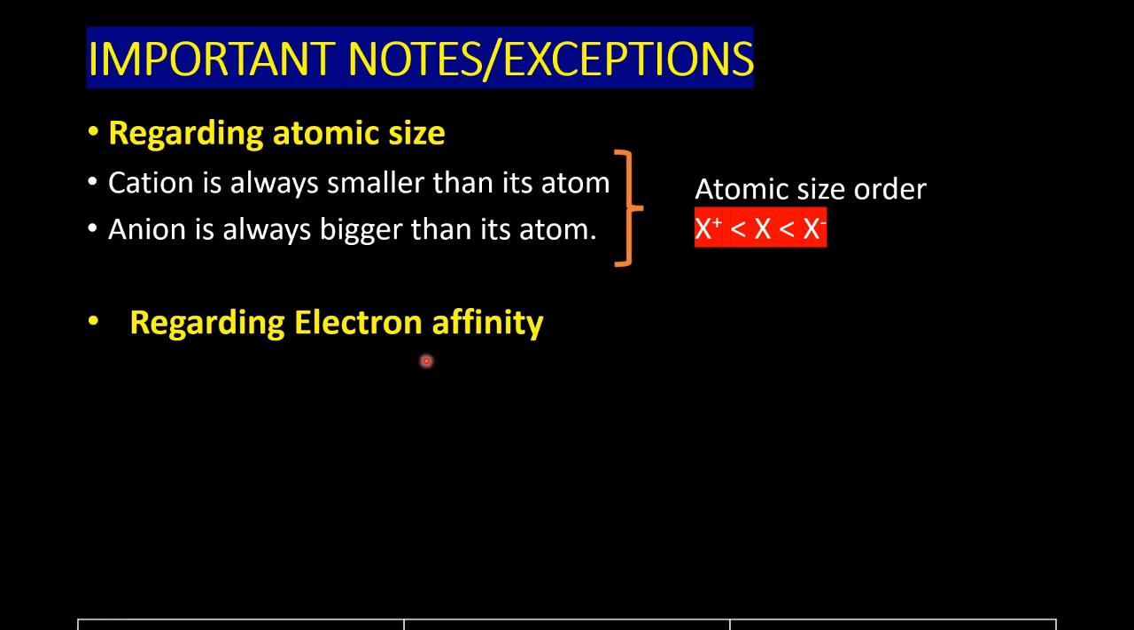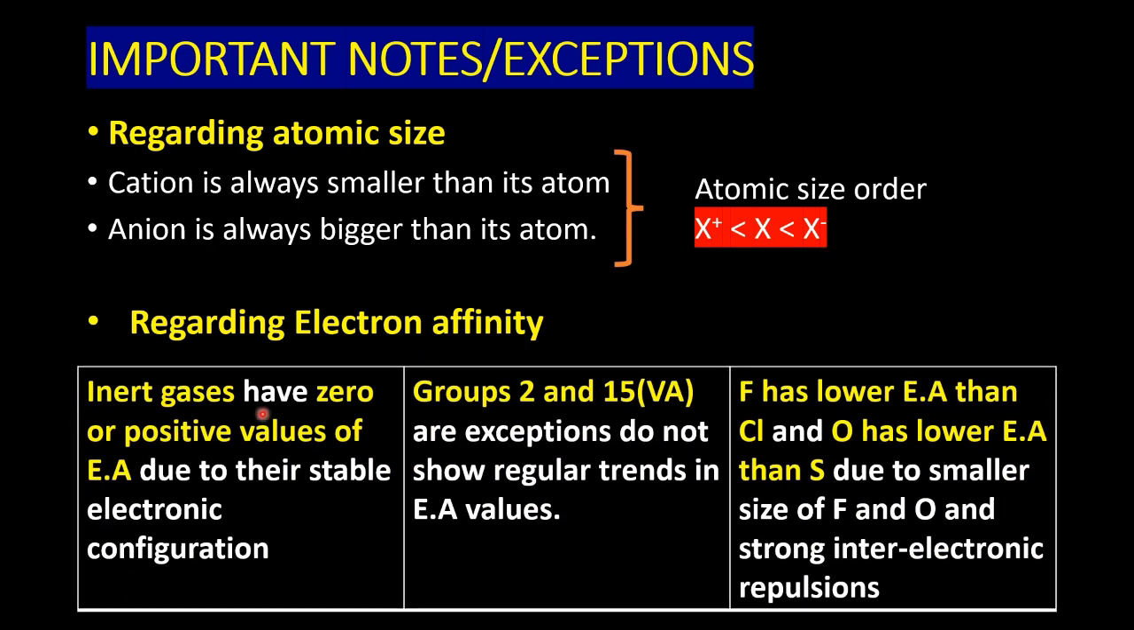Exceptions are regarding electron affinity. See, inert gases. As I told you, electron affinity will be negative in value, but inert gases have 0 or positive values of electron affinity because of their stable electron configuration. Group 2 and 15, they are exceptions. They don't show regular trend of electron affinity values.